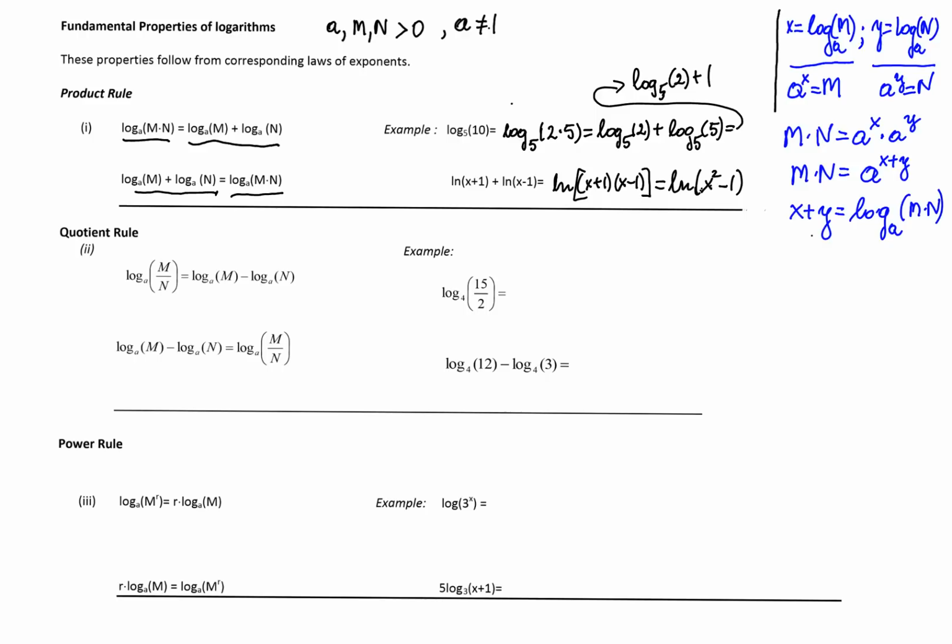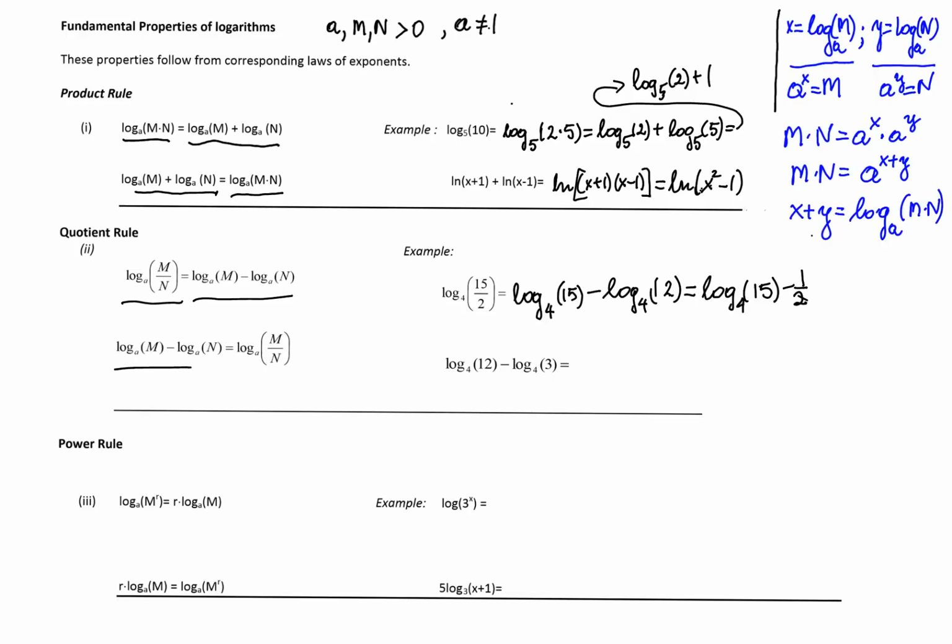Quotient rule is the property that tells us how to take the logarithm of the quotient. If we want, we can write it as the difference of logarithms, logarithm of the numerator minus logarithm of the denominator. So if we have logarithm to the base 4 of 15 over 2, we can write it as a logarithm to the base 4 of 15 minus logarithm to the base 4 of 2. Since logarithm to the base 4 of 2 is 1/2, we can further compute this and write that this is logarithm to the base 4 of 15 minus 1/2.